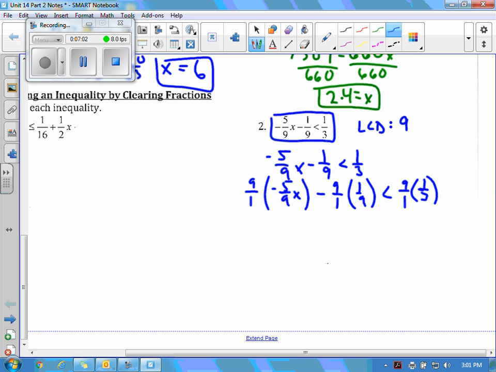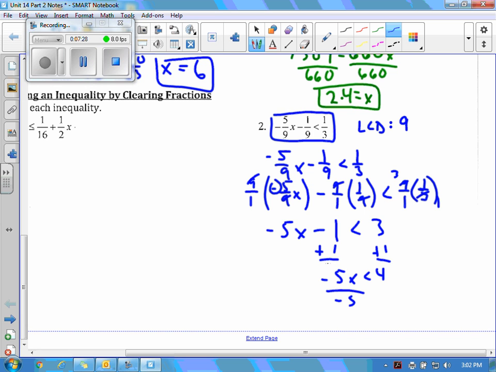Also very important to realize that I kept this subtraction. So now these 9s will cancel out, so I'll have negative 5x. Don't forget about that negative. These 9s will cancel out, so I'll have minus 1. And that'll be less than 3 becomes 1, 9 becomes 3, so less than 3. I add the 1 over, so I get negative 5x is less than 4.